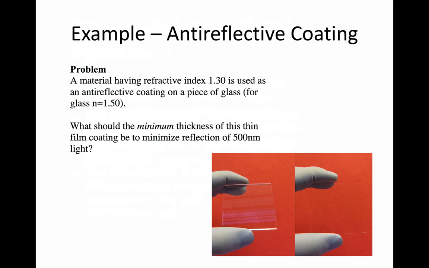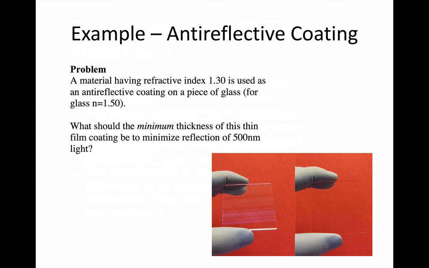So let's work through an example. Anti-reflective coatings on cameras and glasses use thin films to ensure that visible wavelengths have minimal reflections. They do this by starting with a wavelength in the middle of the visible spectrum, which is about 500 nanometers. And then they plan the thickness of the film to make destructive interference in the reflected rays.